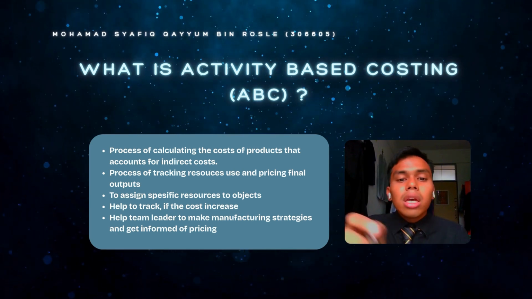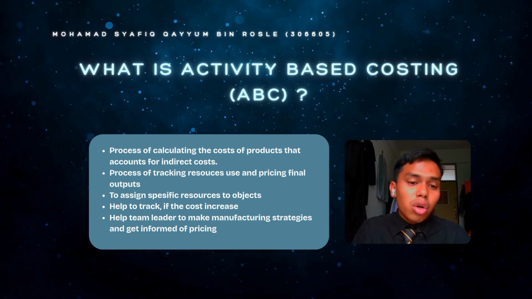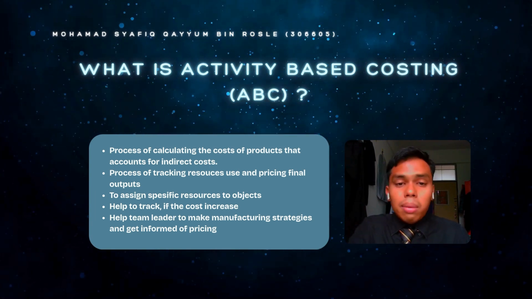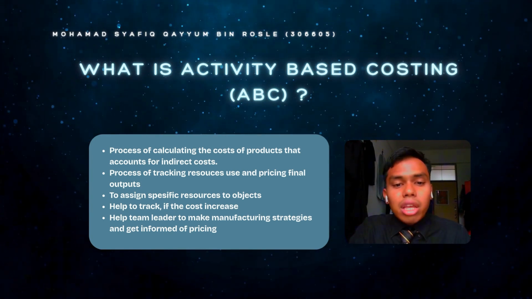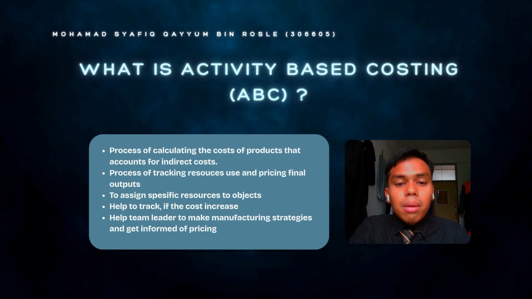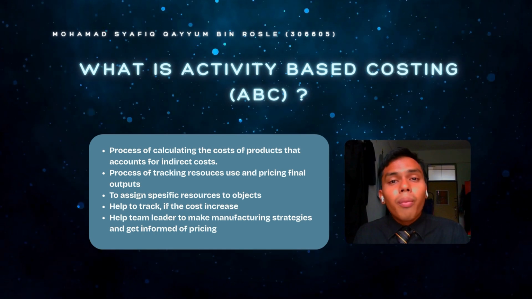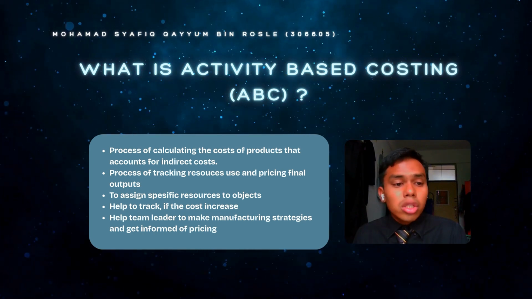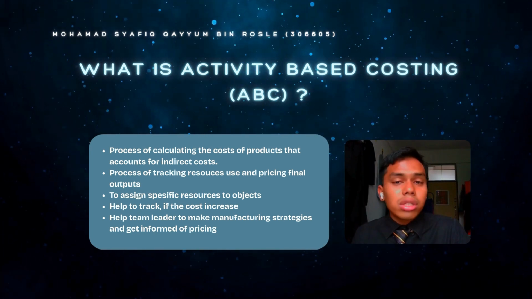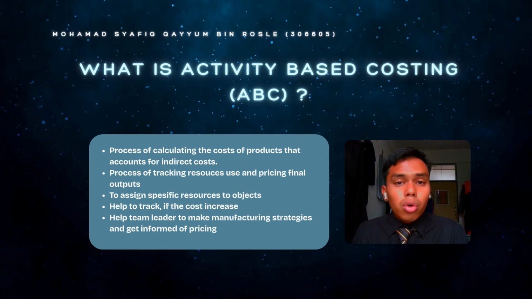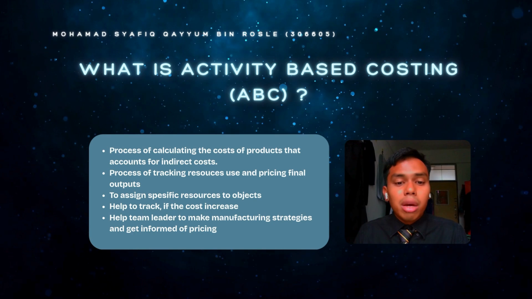Okay, next. A process of tracking resource use and pricing to find output, to assign specific resources to an object. So to put it easily, from ABC you can determine the resources involved in production. It helps to track if the cost increases, helps the leader to make a manufacturing strategy and get information on pricing. So that means from ABC, the team leader will know the reason if the cost increases. From that, the team leader can make a strategy or plan to decrease the costing and increase the pricing. So ABC is very helpful to the team leader to make a strategy and planning for the production.